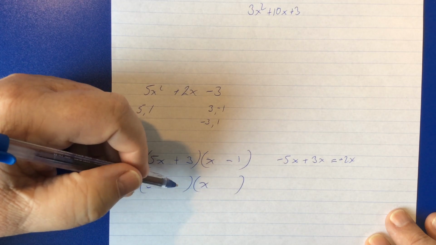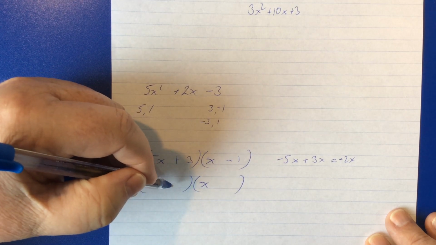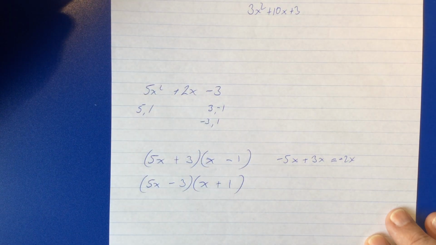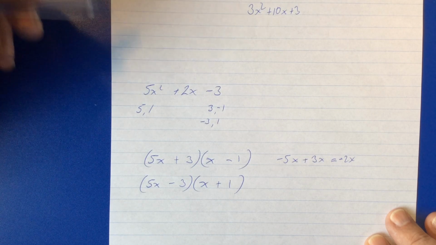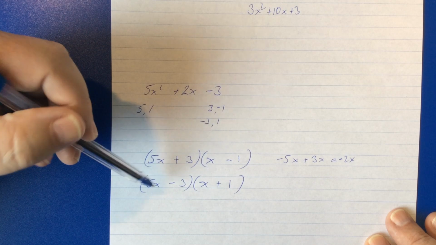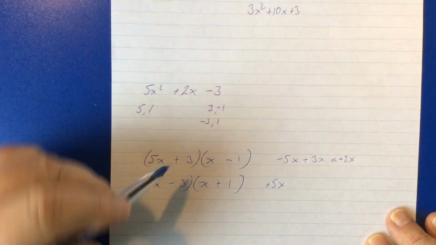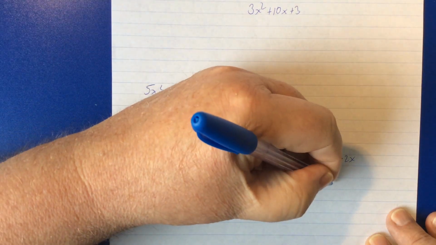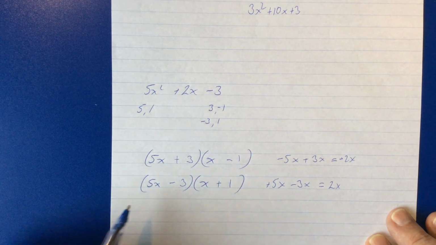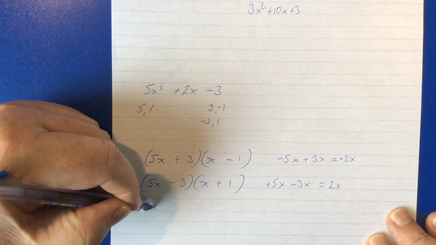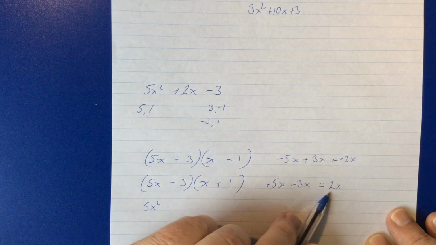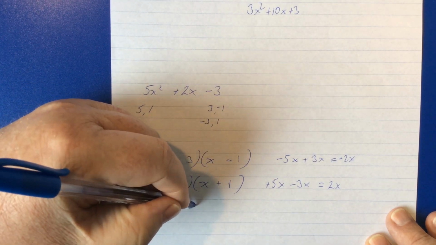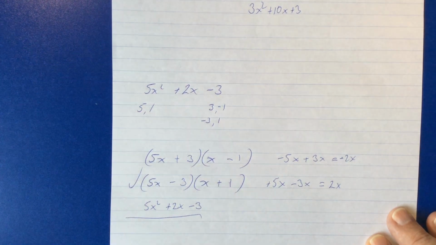So what we're going to do is just try with different signs and see if we get lucky. This may take a bit more work than this. 5 times 1 is 5. That gives us positive 5x. Negative 3 times x is negative 3x. And that equals 2x. This looks promising. Let's just expand the whole thing. 5x times x is 5x squared. We know that this is 2x, so plus 2x. Negative 3 times 1 is negative 3. That's the one we want.